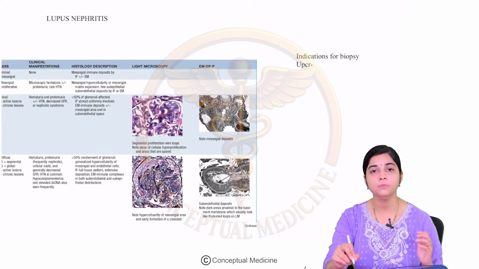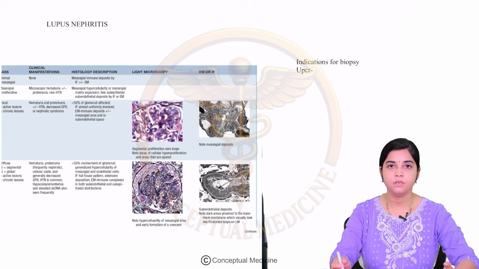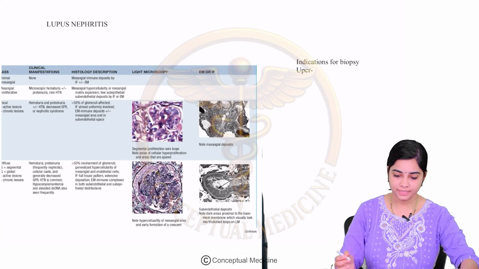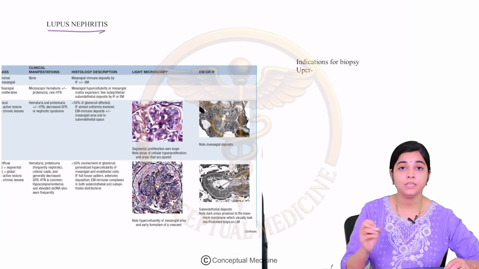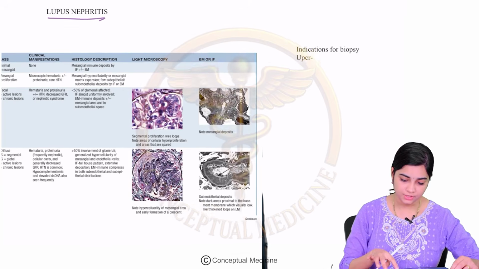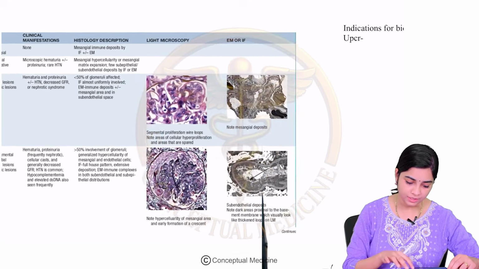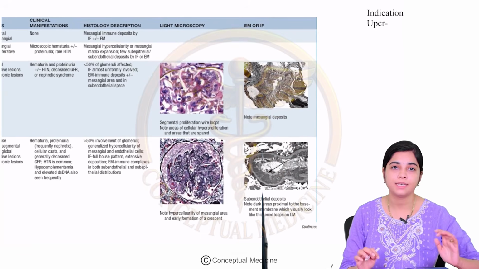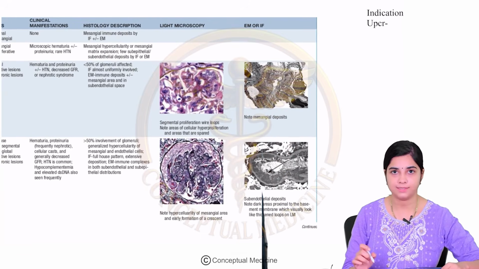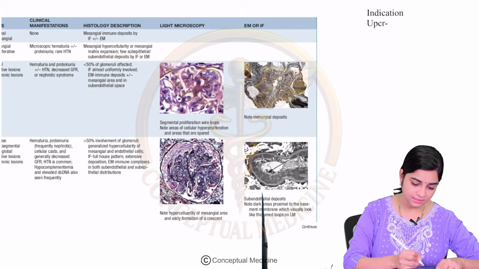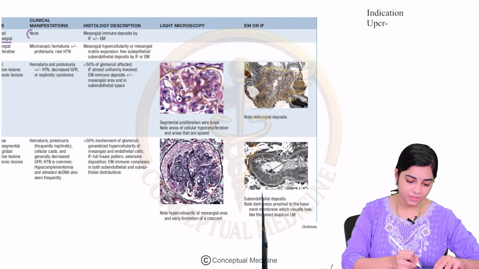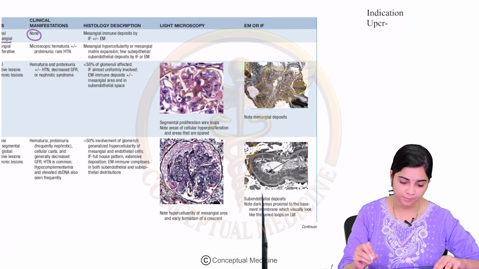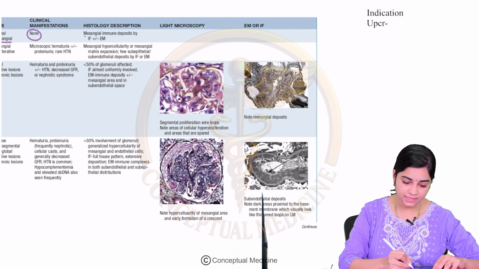Now let us move on to lupus nephritis. Now let us understand the next clinical manifestation, that is lupus nephritis. So this is a very important manifestation. Lupus nephritis can be classified into 6 classes. The first class is the minimal mesangial lupus nephritis, where you do not have any clinical manifestation, and the histological description is that there can be mesangial immune deposits.